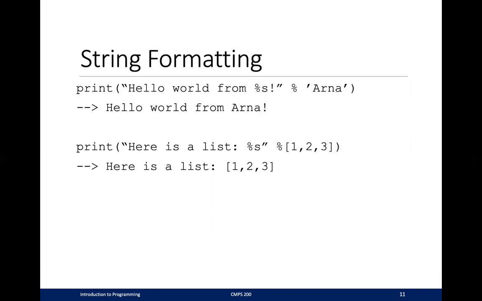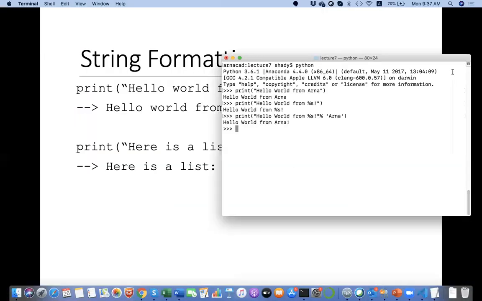This is another example where it's not easy to do it unless I use this string formatting. So here is what I'm saying. I'm saying print, here is a list, and what I'm going to print afterward is I'm going to give it a list to print. So now here is a list and then percentage s. And what is the value that I want to replace by this percentage s? It's the list 1, 2, 3. So let's try this out.